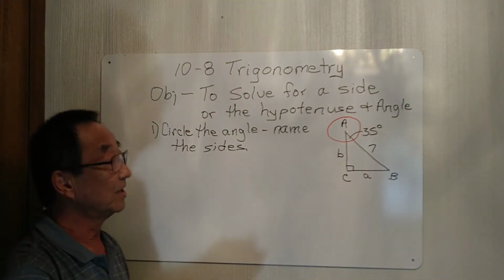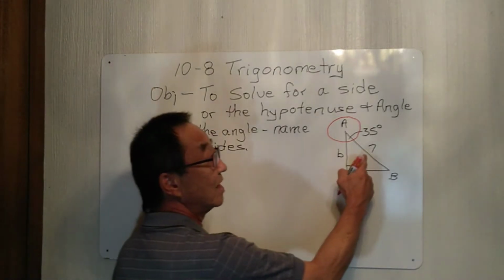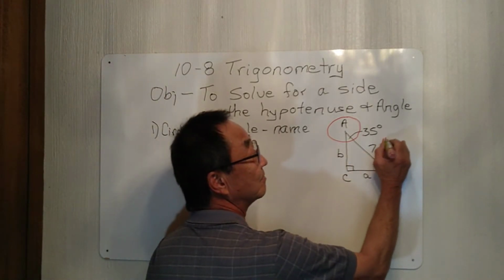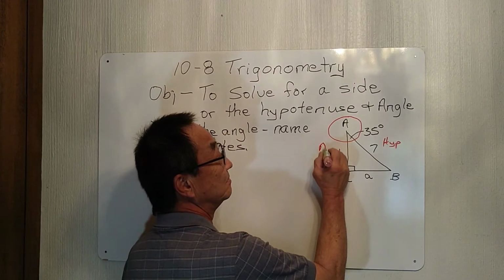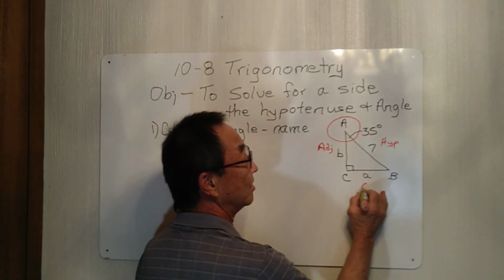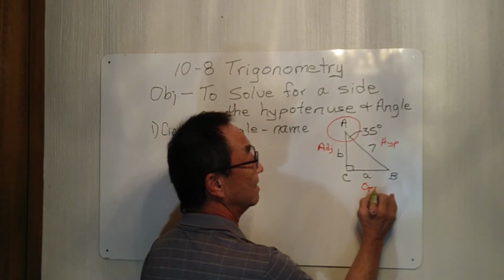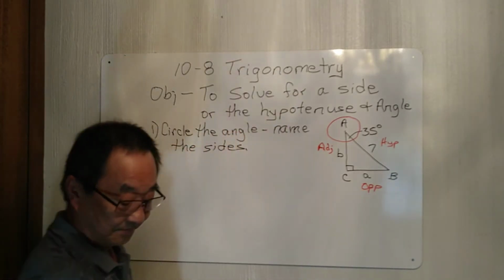All right, so circle the angle, name the sides. Again, it always crosses the hypotenuse and the adjacent side. And this time I'm going to go ahead and put the opposite side down.